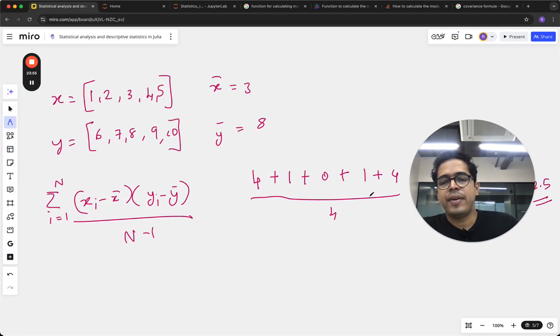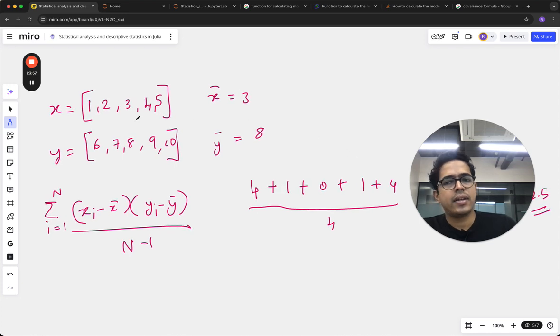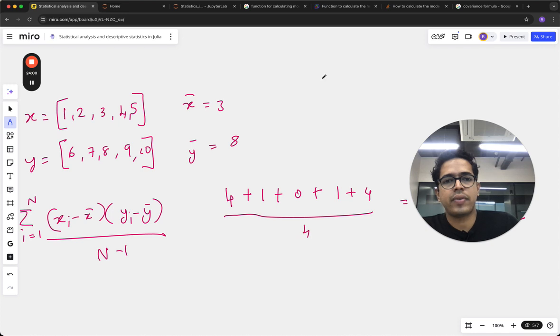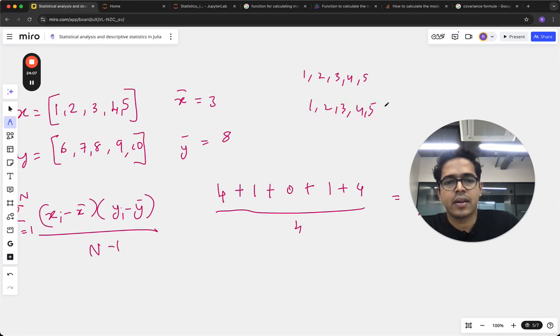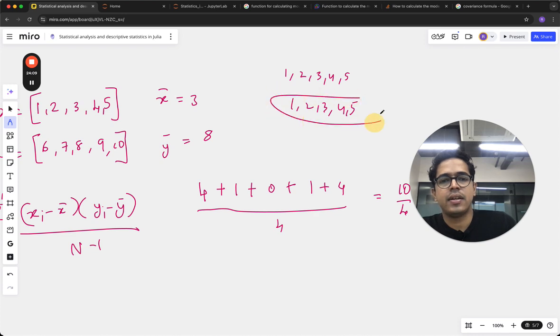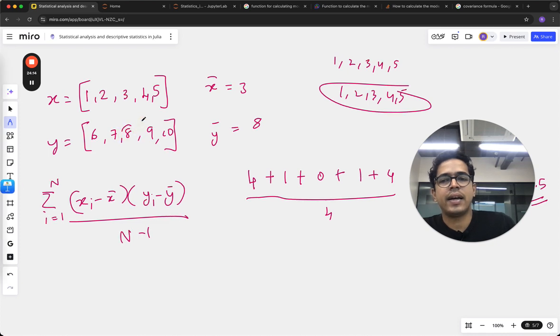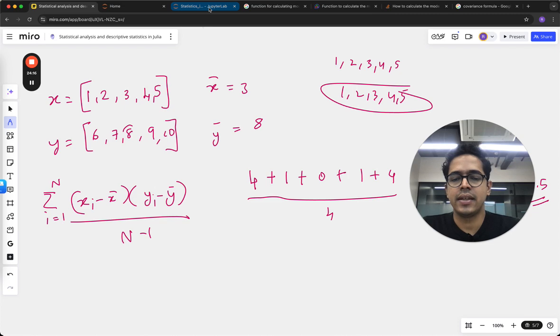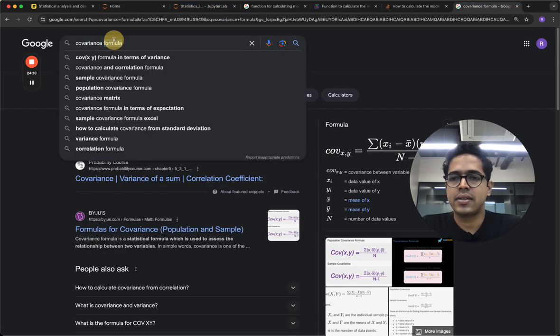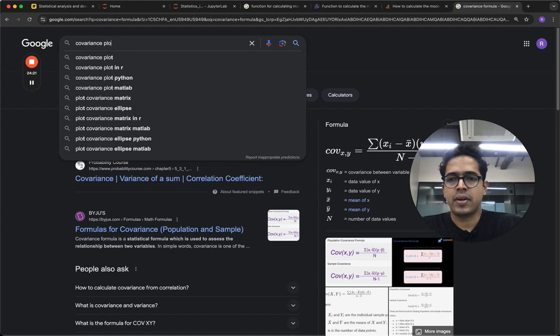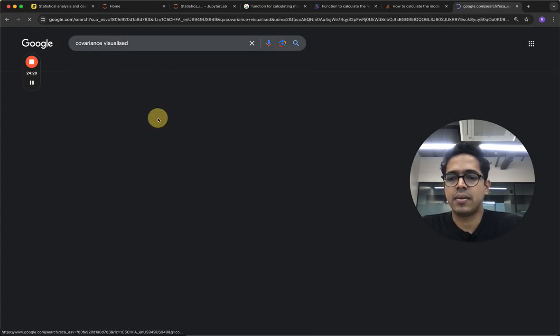Now if we were to calculate the covariance between 1, 2, 3, 4, 5 and 1, 2, 3, 4, 5, then that will also be the same, because here you see it does not matter whether the mean value is higher or not. Here we are looking at the covariance, right? And you can understand this when you look at this plot basically.